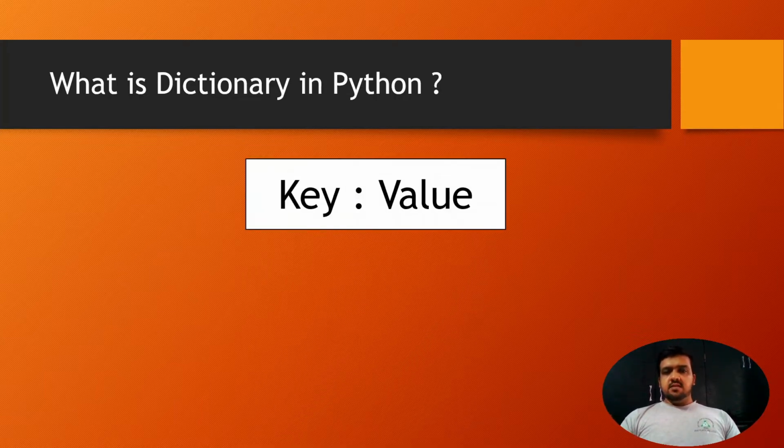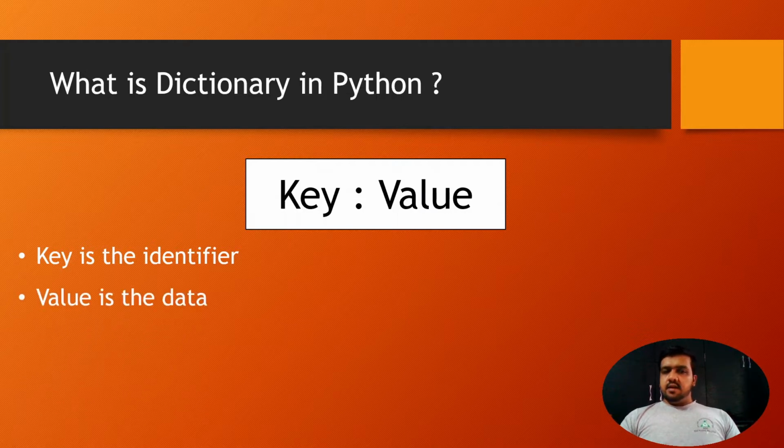So what we have is something like this. We have a key and a value. Dictionaries in Python are nothing but a group of key and value pairs. The key is an identifier, and the value is the data. We can identify the value by using this key. In simple terms, in a list we have indexes as the identifier. If we know the index, we can go directly to that data using that index.